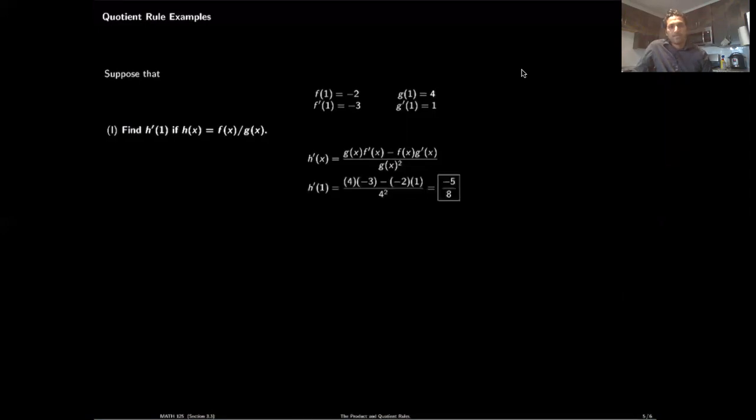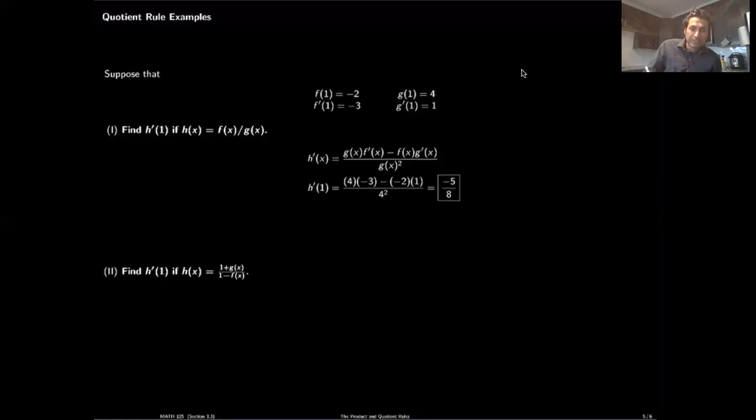And I replace x by 1, and then basically calculate this math, and I get -5/8. Let's do one more question in this problem.